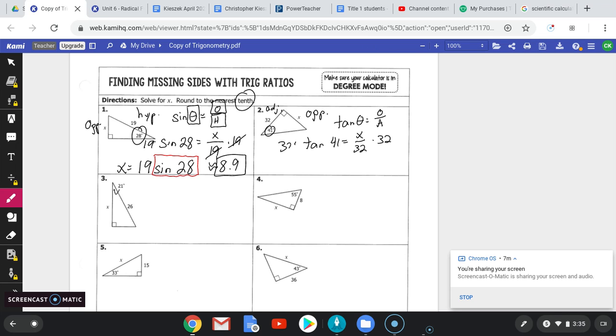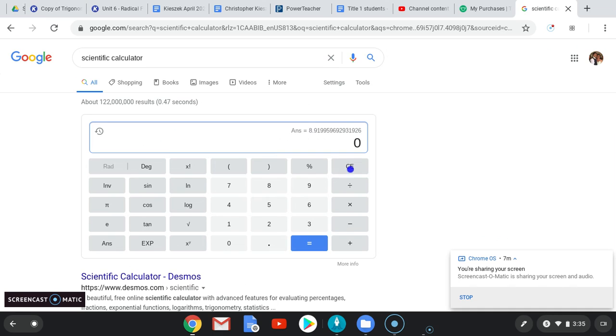Now this becomes an algebra problem. Solve for x. So x equals 32 times tangent 41. And I go to the calculator. 32 times tangent 41. To the nearest tenth, that would be 27.8.